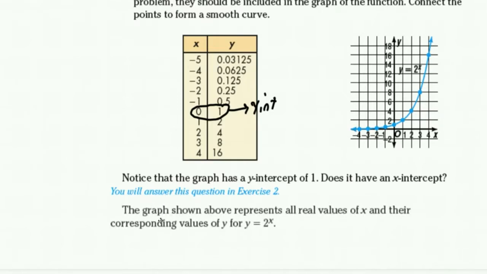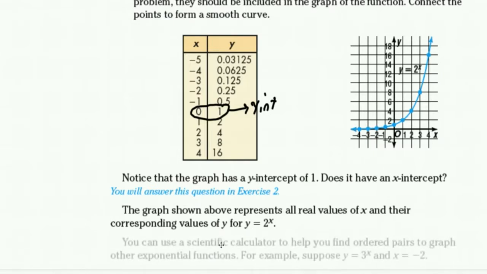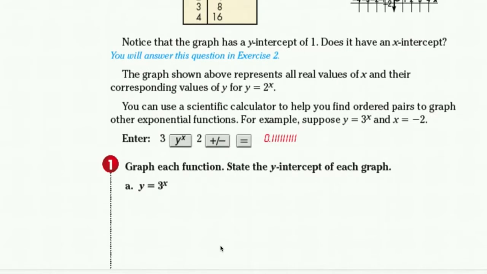So the graph shown above represents all real values of x and their corresponding values for y for y equals 2 to the x power. So you can also use a scientific calculator to help you find ordered pairs to graph the exponential functions. For example, y is equal to 3 to the x power and x equals -2.